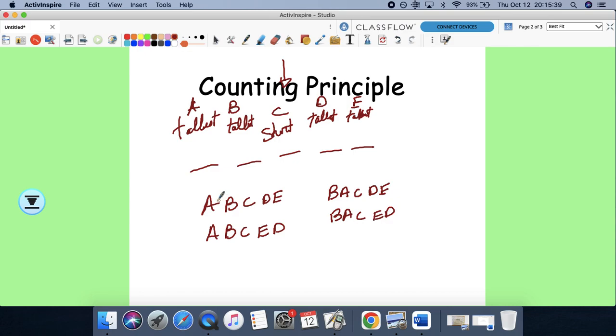Because A and B will always be on the left side, and D and E will always be on the right side. So they won't switch sides, and C will always be in the middle. So D and E can only become E and D. They can't go to the other side of C, and A and B can only become B and A. So 1, 2, 3, 4. Yeah, 4 choices. Number 5.